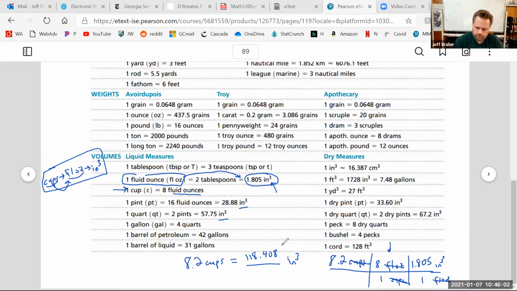So you would multiply 8.2 by 8 because they're both on top. And then you would multiply the product by 1.805. Yep. You can throw it all in the calculator at once, of course. Okay. It is a lot simpler than I thought it was. Good. All right.